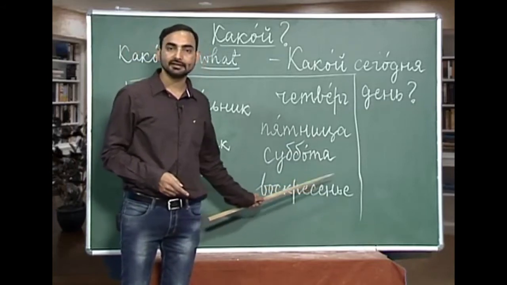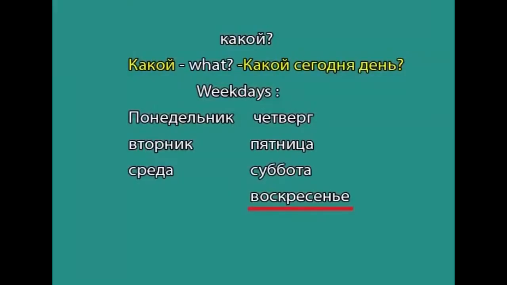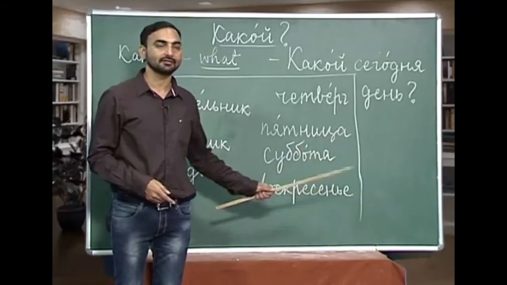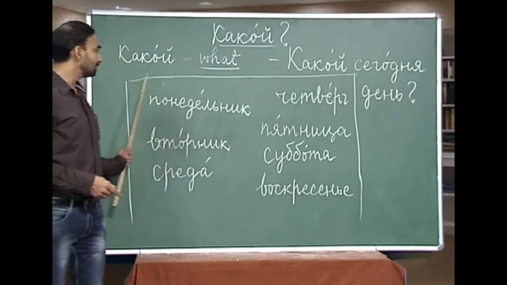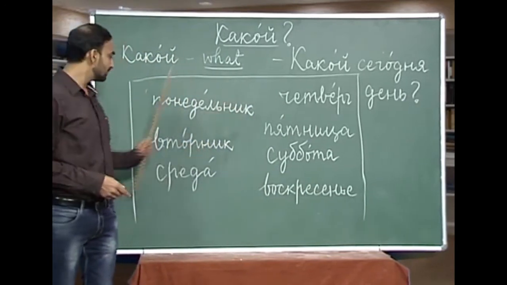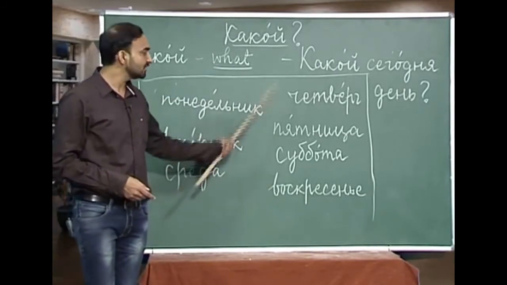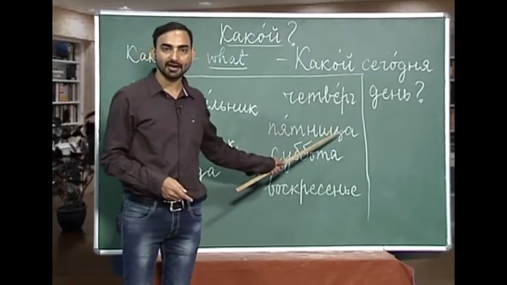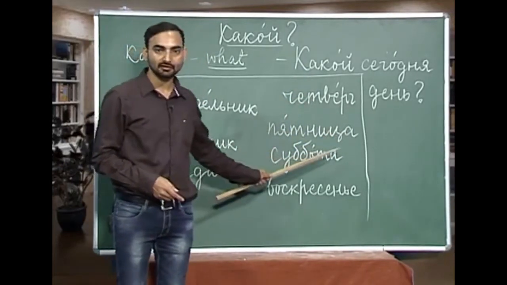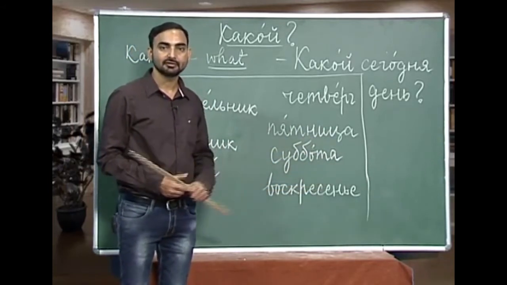V-O-S-K-R-Ye, S-Ye, N, soft sign, and Ye. And how do you pronounce this word? Voskresenye. So, Voskresenie is Sunday. So, let us repeat them once again. The weekdays: Ponedjeljnik, which is Monday, Vtornik, Tuesday, Sreda, Wednesday, Четверг, Thursday, Пятница, Friday, Subota, Saturday, and Voskresenie, Sunday.